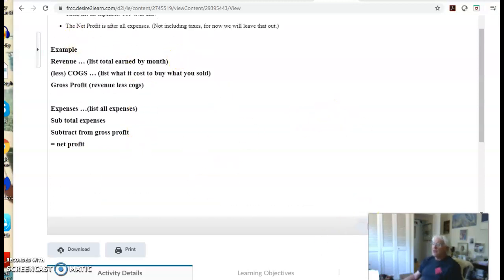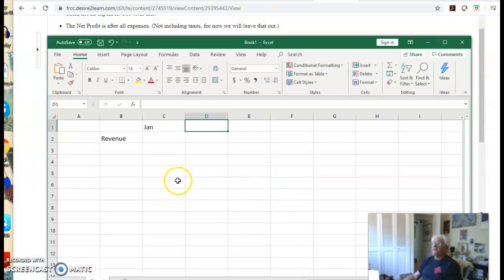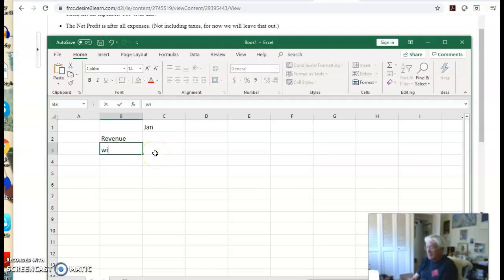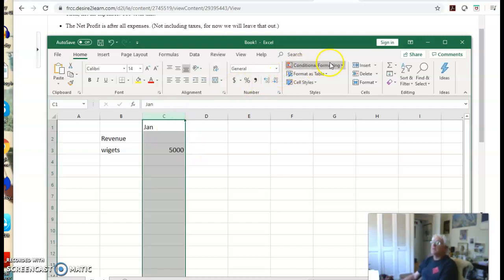So what I think I'm going to do is build one right here. So I started with a revenue that you see right here. And so I'll say, okay, I'm selling widgets, and I sold 1,000 of them at $5. So I sold $5,000. There it is. We're done. Let's make that a number, and there it is.